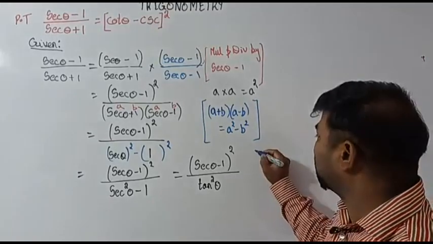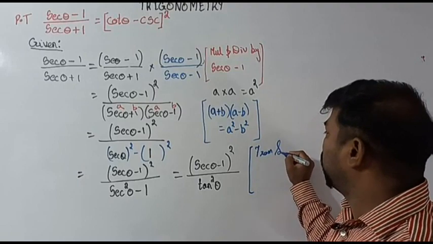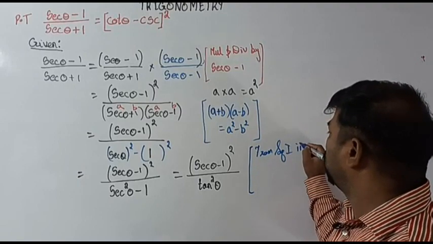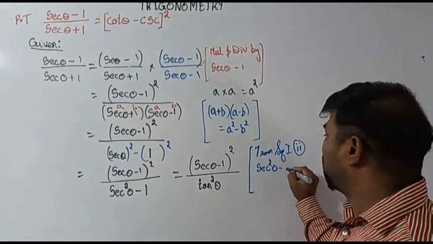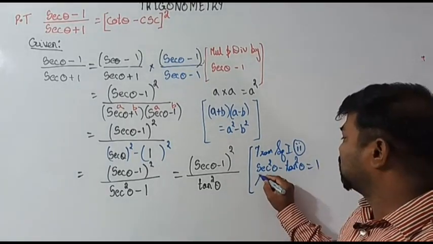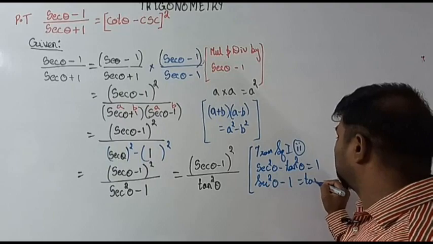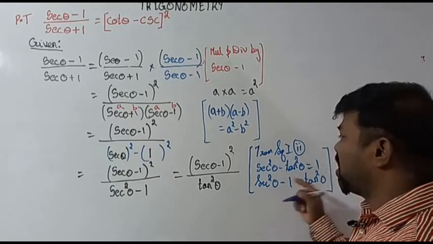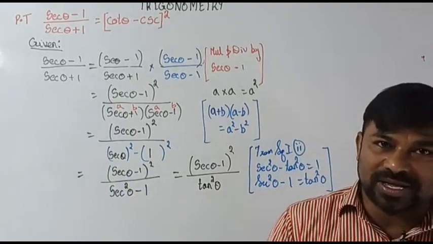How did you get that? By using the square identity. What's the square identity? We have secant square theta minus tan square theta equals 1, whereas secant square theta minus 1 is equal to tan square theta. So secant square theta minus 1 can be written as tan square theta.